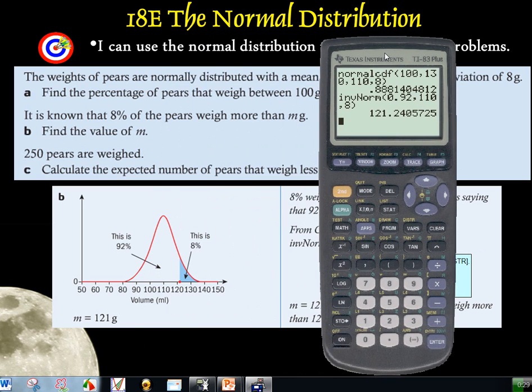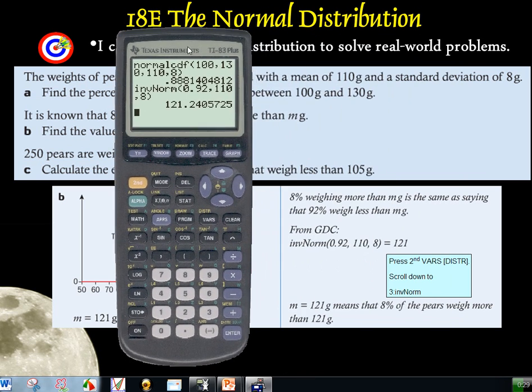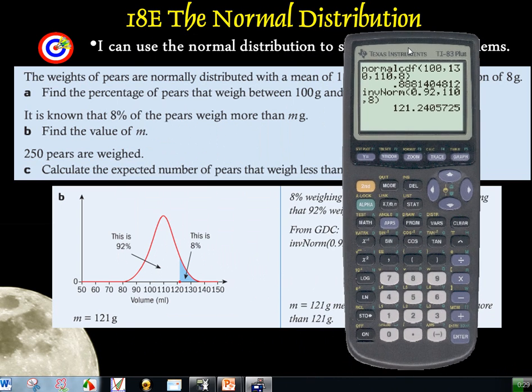What were we looking for? m. So that means that m has got to equal 121 grams. Okay, so we found the value of m.